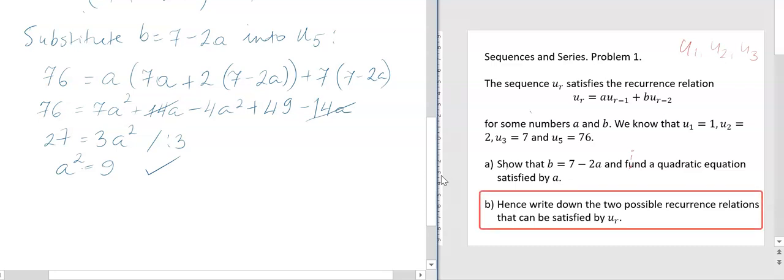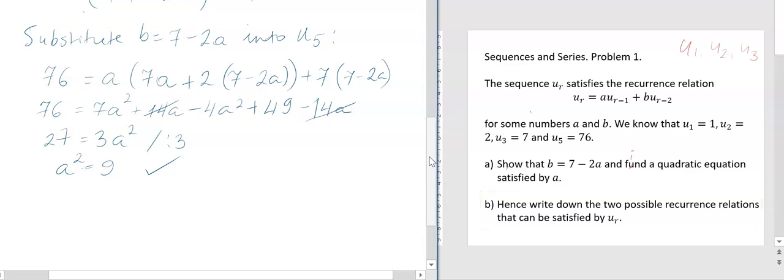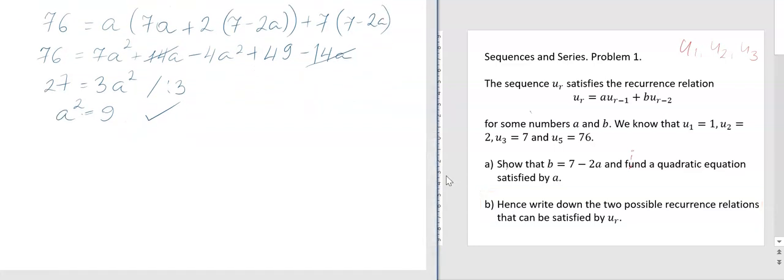Let's now proceed to part B. Hence, write down the two possible recurrence relations that can be satisfied by U_r. What it means is that we need to substitute the numerical values for A and B into the given recurrence relation. So we have two possibilities for A from part A. Let's write them down. A can be equal to 3 or minus 3.